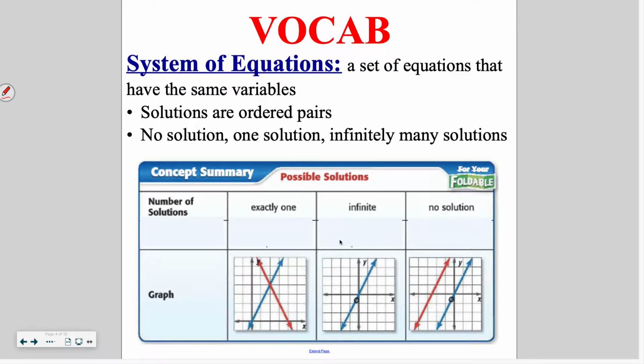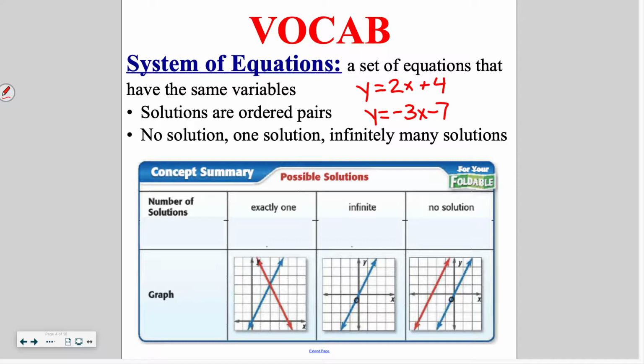So when we're talking about systems of equations, what that means is a set of equations that have the same variables. In our case, we're just going to be looking at two equations with the same variables. When you get to high school, you're probably going to be looking at 3, 4, even potentially 5 sets with the same variables. For example, if I had y equals 2x plus 4 and y equals negative 3x minus 7, those are two equations with the same variables, and so that is a system of equations.